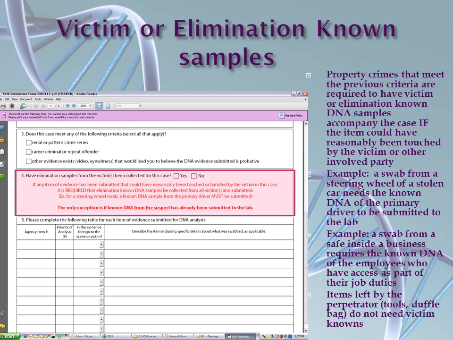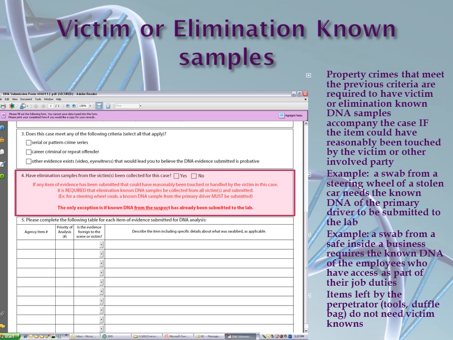The fourth question on here is whether there are elimination samples from the victim or any other involved party that have been collected and submitted for this case. And the property crimes that met the criteria on the last question, any item that comes from that kind of case that could have reasonably been touched by the victim or any other elimination person needs to have their known DNA submitted to the lab for us to be able to work those samples.